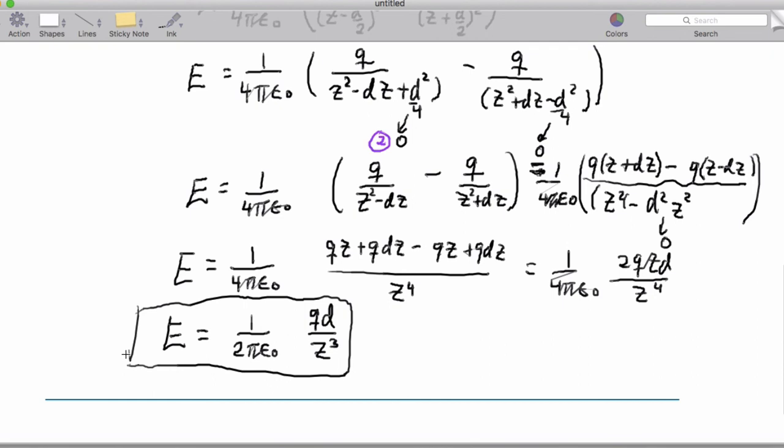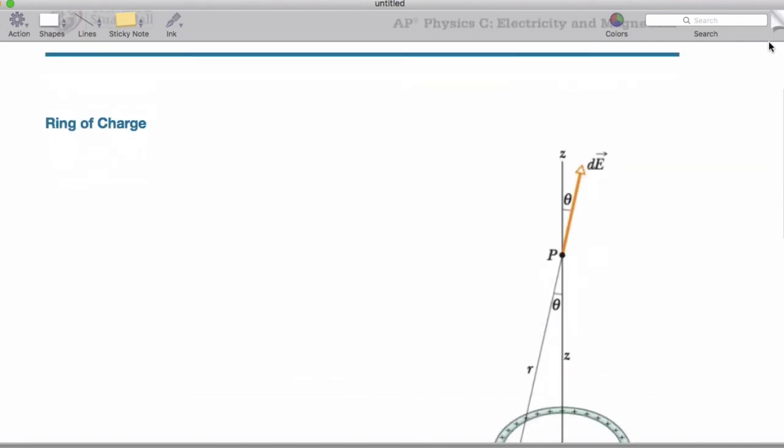All right, so that's it for the dipole calculation. In the next calculation, we're actually going to do our first integral.